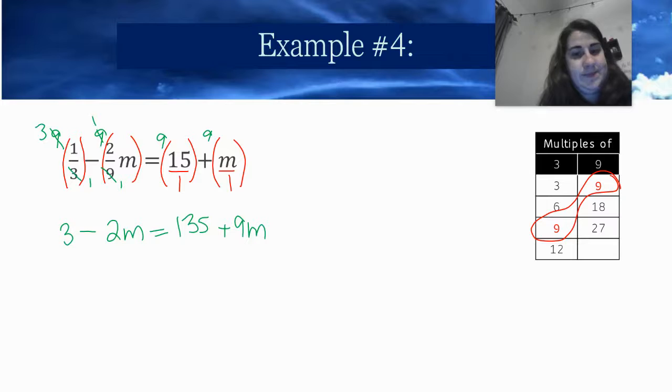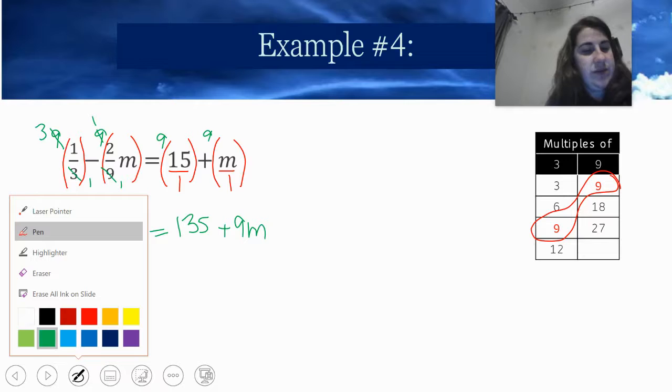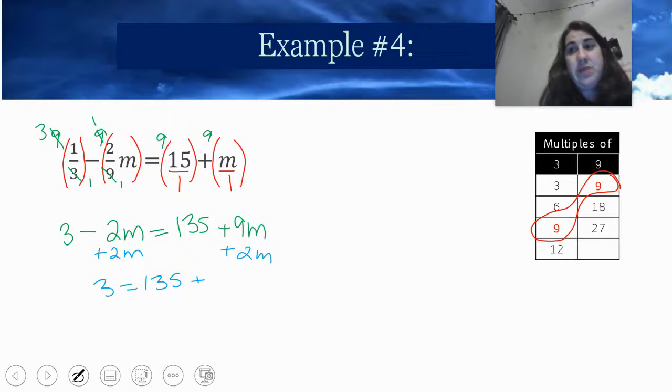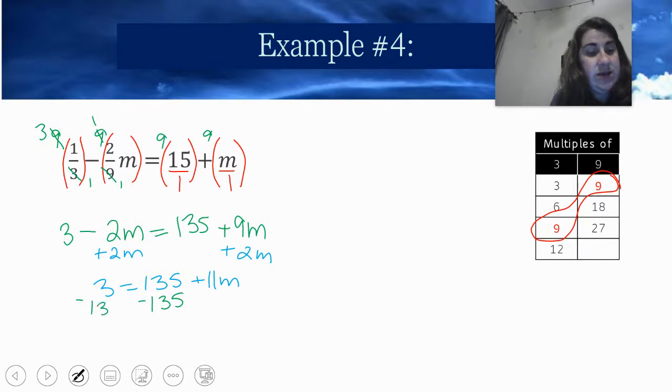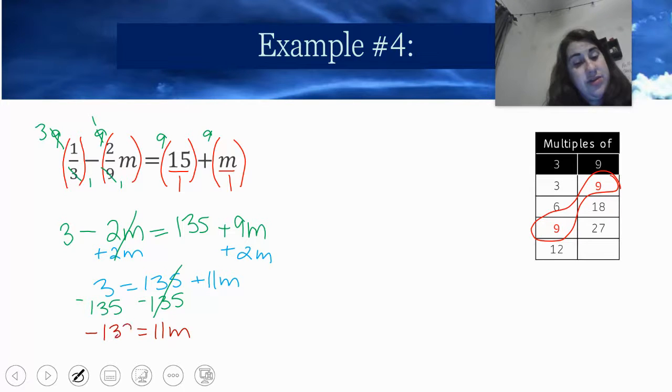Let's do it in a different color. Plus 2m on both sides. I get 3 equals 135 plus 9m plus 2m gives me 11m. And now I need to subtract 135 from both sides. These cancel out. On this side I get 11m. And over here, 3 minus 135, they're different signs. So I get minus 132.